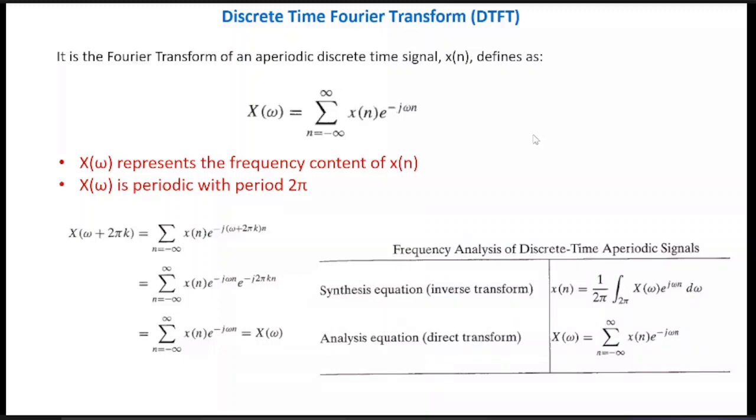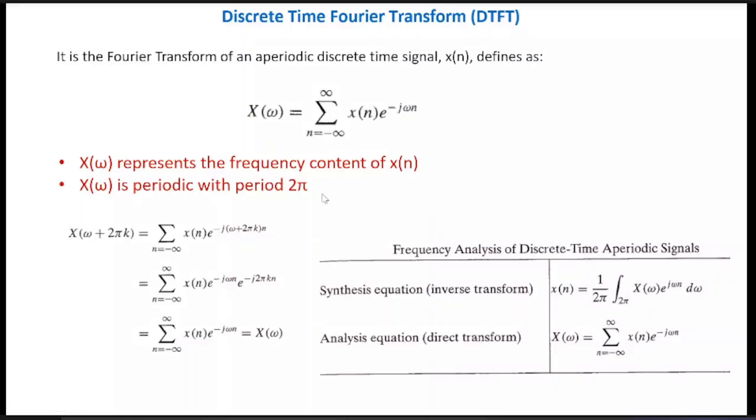It is discrete frequency, not the frequency for a continuous time domain signal. So the range of omega will be 0 to 2 pi, or minus pi to plus pi. X of omega represents the frequency content of xn, and the important thing is that X of omega is periodic with period 2 pi. Okay, that is very important.